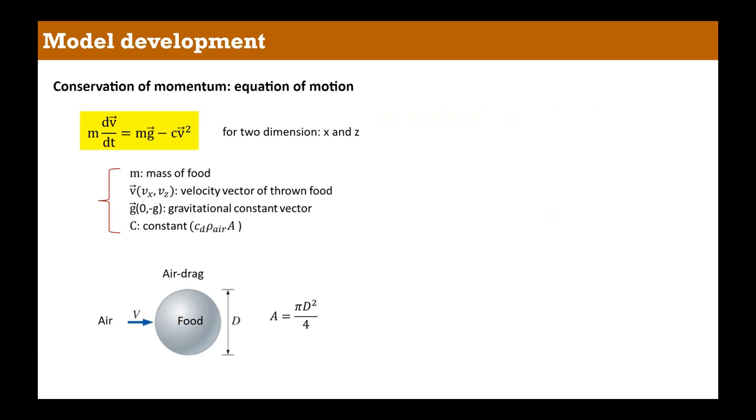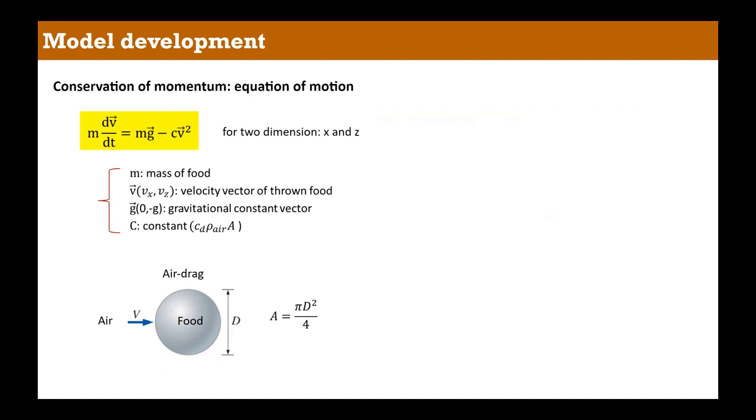In this equation, we use mass times gravity to represent the gravitational force on the object, and we also did cv squared, where c represents the air drag constant. The air drag constant includes the drag coefficient, density of air, and also the cross-sectional area. The cross-sectional area is based on the food's diameter at that certain moment in time.